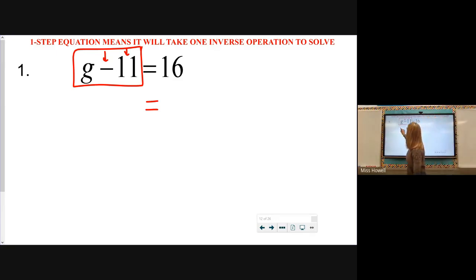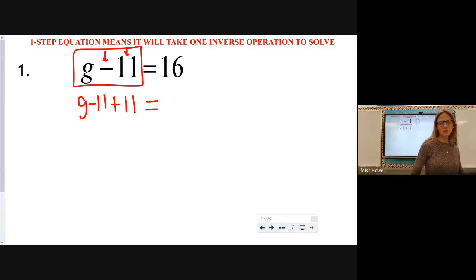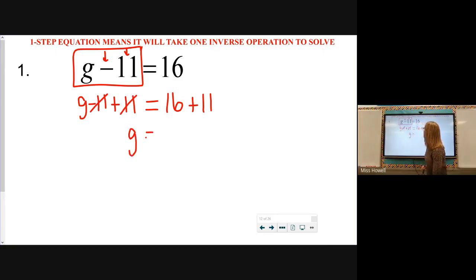So we take our g minus 11, and we need to get rid of that subtract 11 by adding an 11. All right, what we do to one side, we have to do to the other. So over here with our 16, we have to do that same exact inverse operation of adding 11. All right, -11 plus 11 would cancel, eliminate, leaving us with our variable g, which was our goal. 16 plus 11 then will give us our final value here of g is a value of 27.